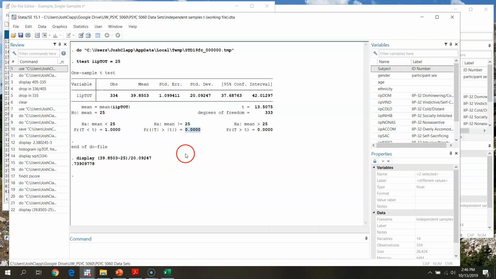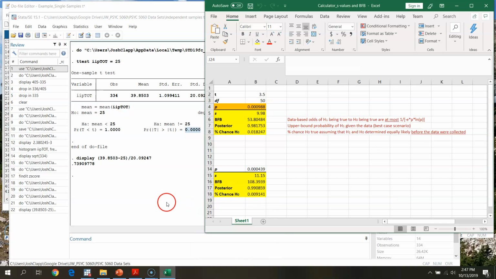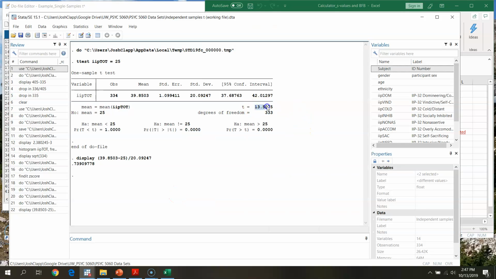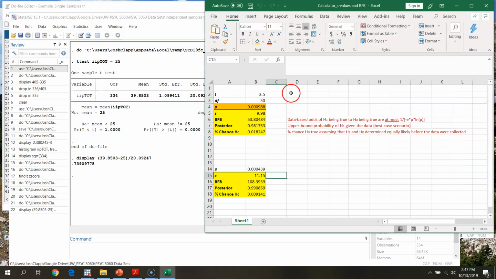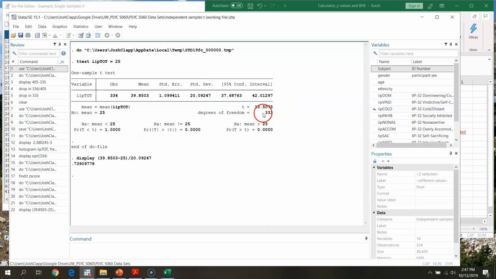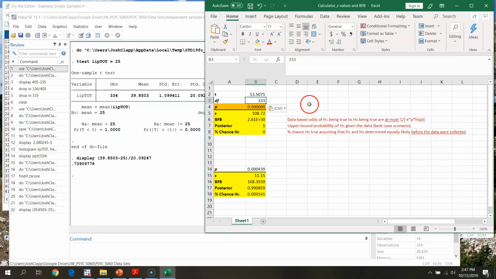is being listed as 0 because it's incredibly small, right? We know that the p-value isn't actually 0, but it's just smaller than what is going to be presented here. So one of the things we're going to do, and we'll talk about this in the next assignment, is create an Excel sheet that will calculate this for you. The nice thing is we can get your S values and your Bayes factor bound directly from your t statistic. So if I copy the value for my t statistic, and I know that I've got 333 degrees of freedom for this test, I drop that in here, okay?